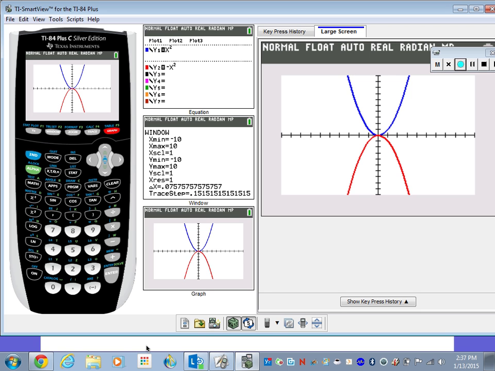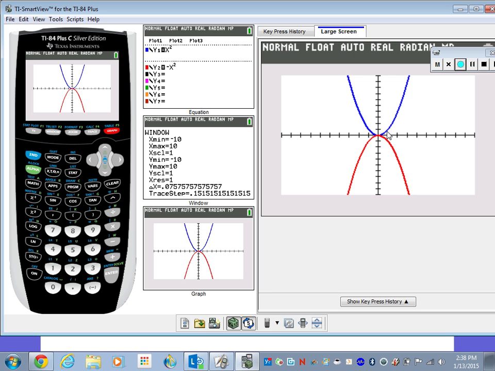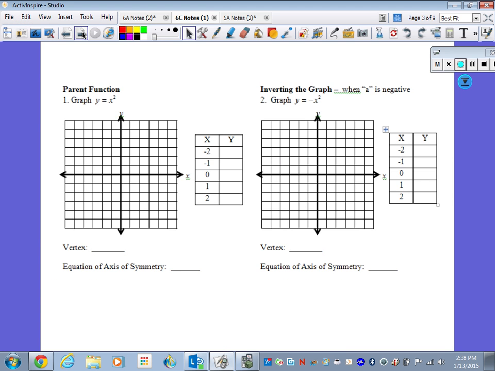I wanted you to see this because it's so colorful and looks so much better. So then let's go back. You know how to do that. One of the things I do want you to notice is that the vertex is the same and the axis of symmetry is the same, because all I did was flip it over. So now let's go through the next one.